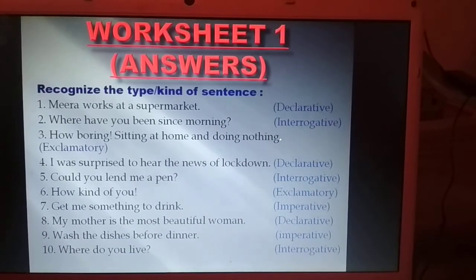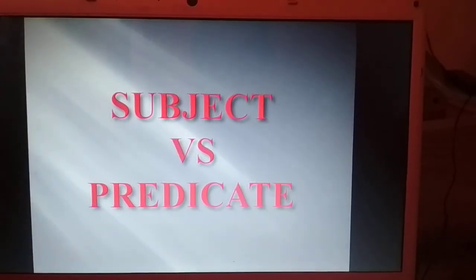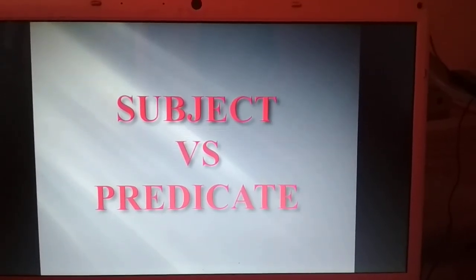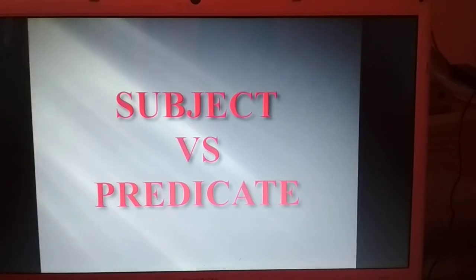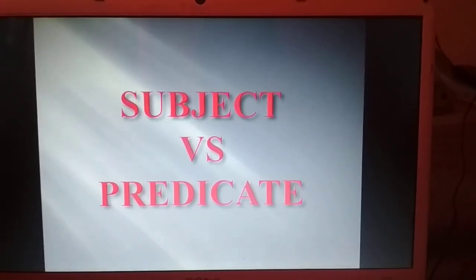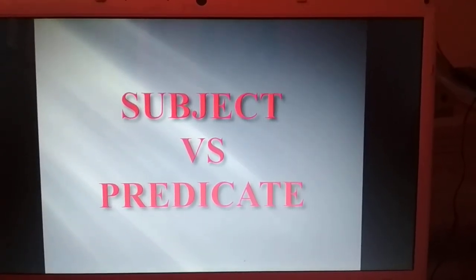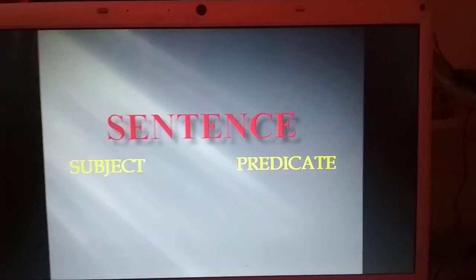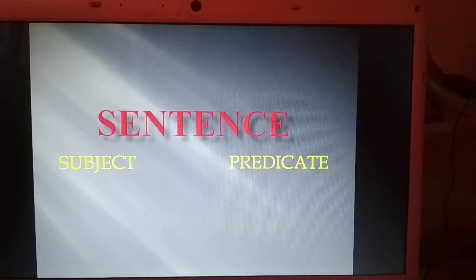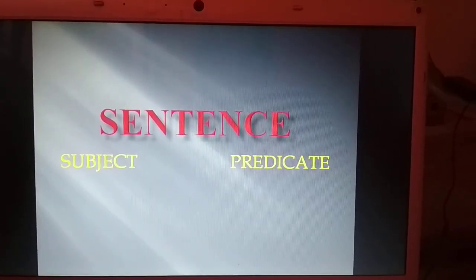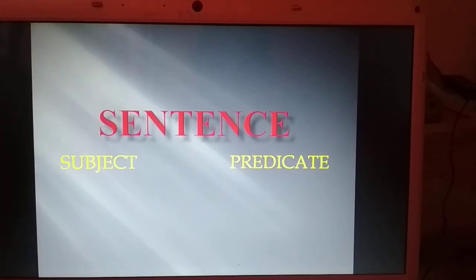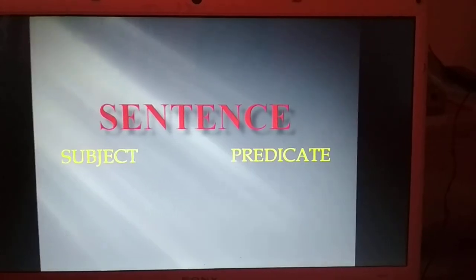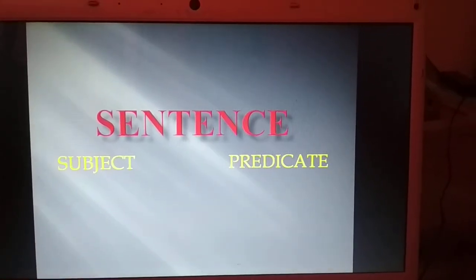Now moving on to our next topic, that is subject versus predicate. This is a very important topic. We need to identify the subject and predicate in our sentence. So children, you need to understand that a sentence basically has two components or two parts. One is the subject and the other one is the predicate. Now let us go into detail. Let us try to understand what is a subject and what is a predicate.